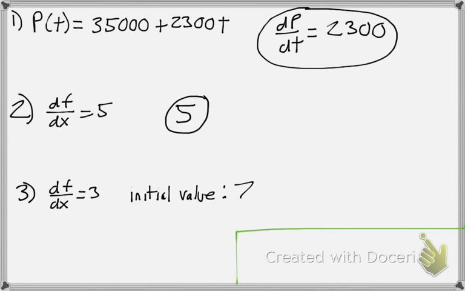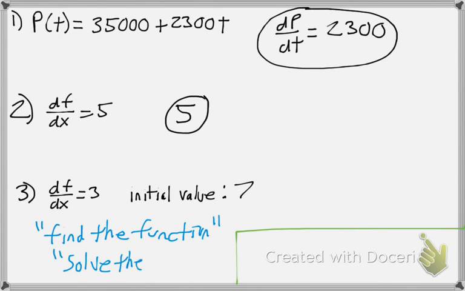Number 3 says solve the equation of change df over dx is equal to 3 if the initial value of f is 7. Whenever they say solve the equation of change, it's really the same thing as saying find the function. Find the function and solve the equation of change really mean the same thing.